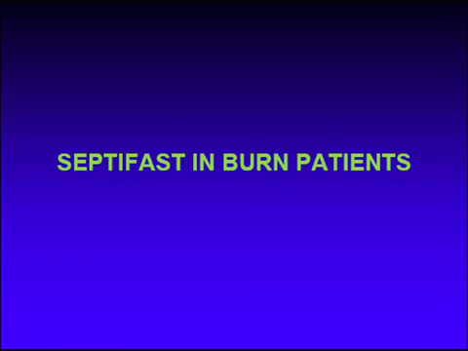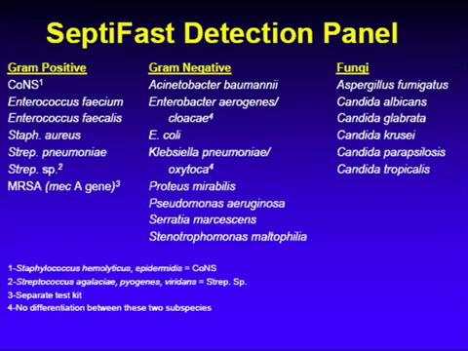We will now apply these concepts in the next segment of this slideshow, where we use Septifast in the burn patient population. This first slide shows the Septifast detection panel, which includes 25 different organisms, inclusive of gram-positive and gram-negative bacteria, as well as fungi. Of note, MRSA detection here, shown on the left, is actually a separate test kit which adds an additional hour to the 5-hour Septifast assay turnaround time.